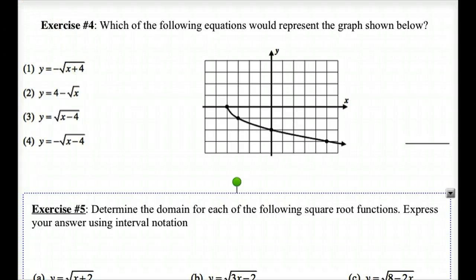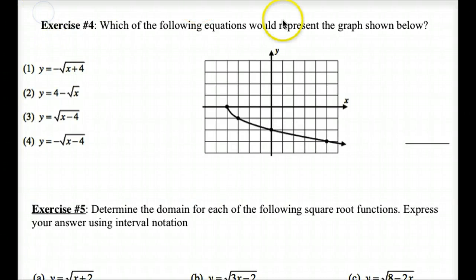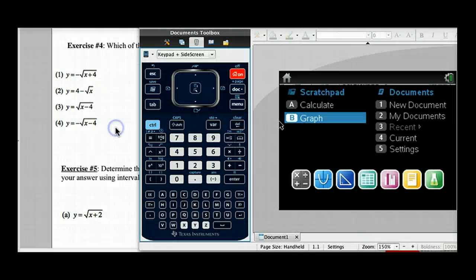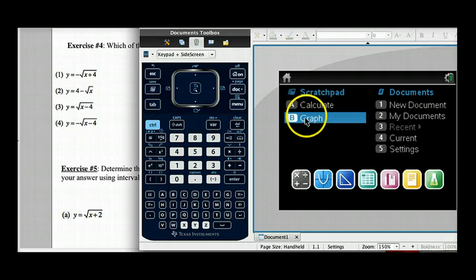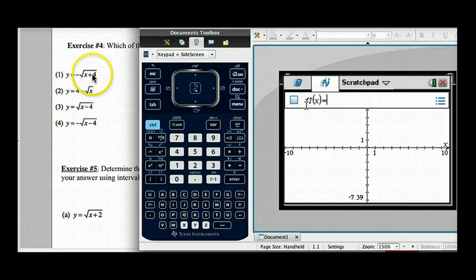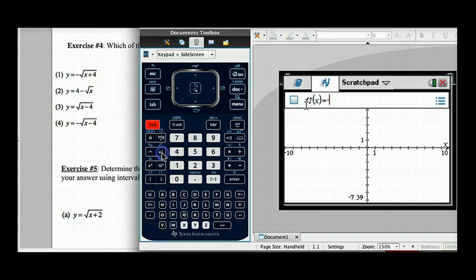Now let's look at a few more examples. Which of the following equations represents this graph? So all we're going to do is on our calculator, let me get my calculator. So I got my calculator, I'm ready to go. The question says, which of the following equations would represent a graph that looks like this? So I'm going to go to the home, go to graph, and enter the first one. Negative square root of x plus 4, enter.